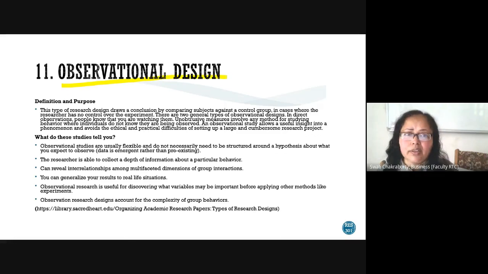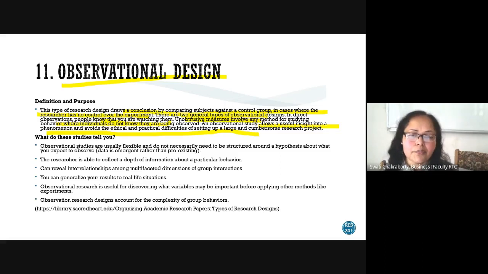11th is observational design. It draws a conclusion by comparing subjects against a control group in cases where the researcher has no control over the experiment. There are two types of observational design. Direct observation, where people know you're watching them. And the other type is unobtrusive measure, where you're studying the behavior of individuals and you do not let them know that they are being observed. An observational study allows useful insight into a phenomenon and avoids the ethical and practical difficulties of setting up a large and cumbersome research project.